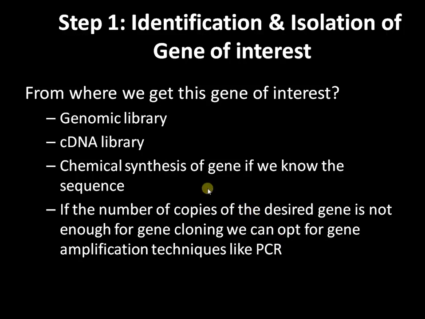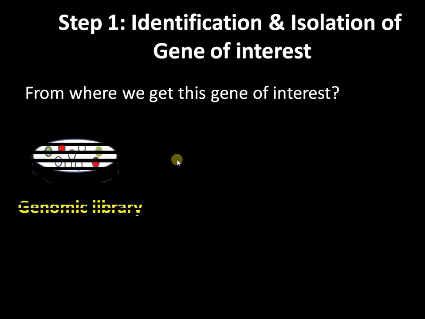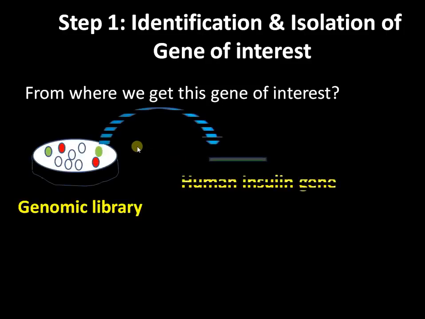So in order to understand all this, let us take an example. Here we are going to introduce the human insulin gene into bacteria. Step 1. From a genomic library we have taken the human insulin gene. As I mentioned, a genomic library is a source from where we get our gene of interest. So step 1 is that I have taken the human insulin gene from the genomic library.